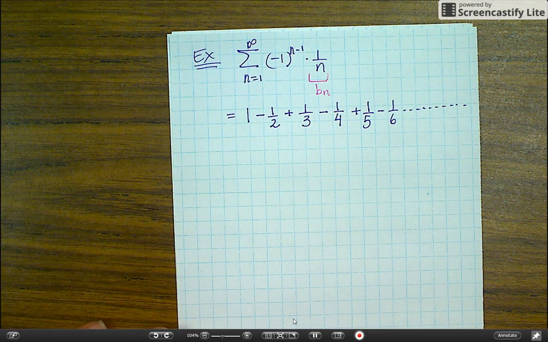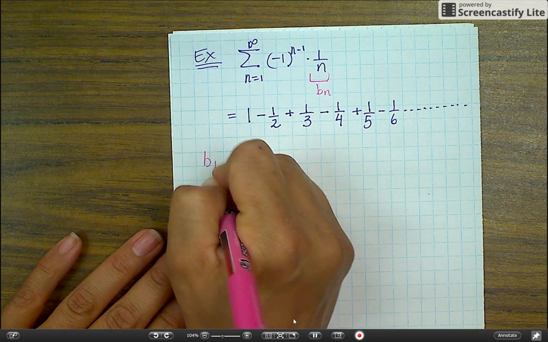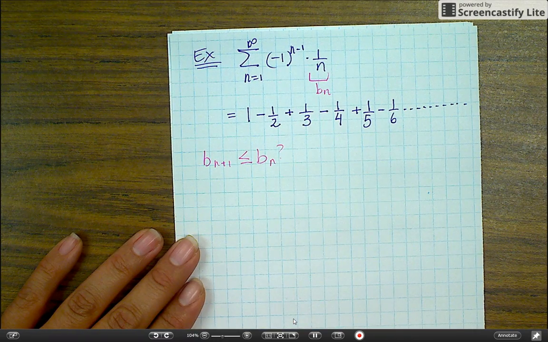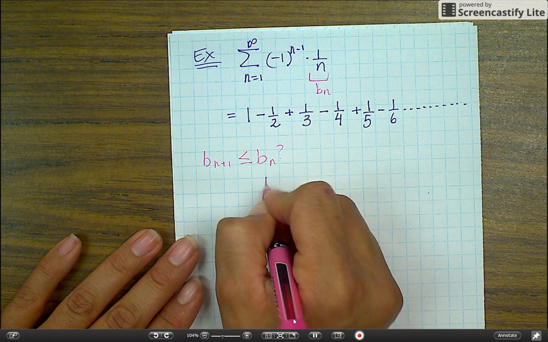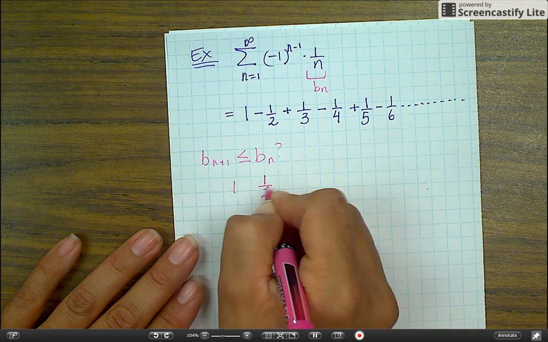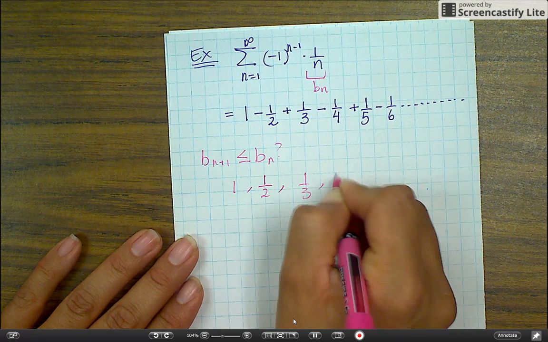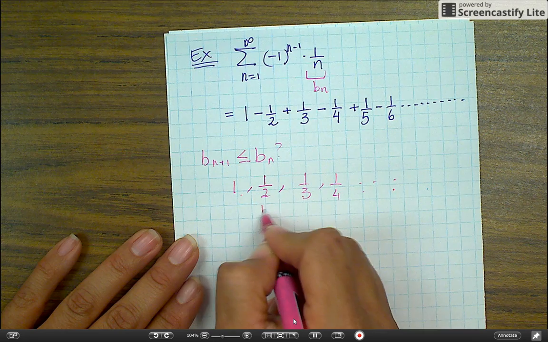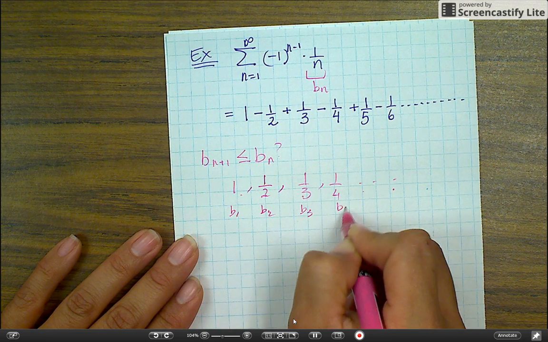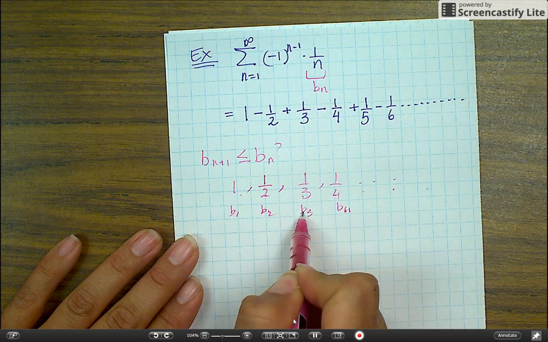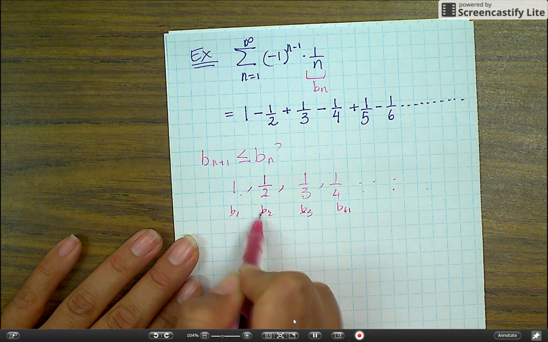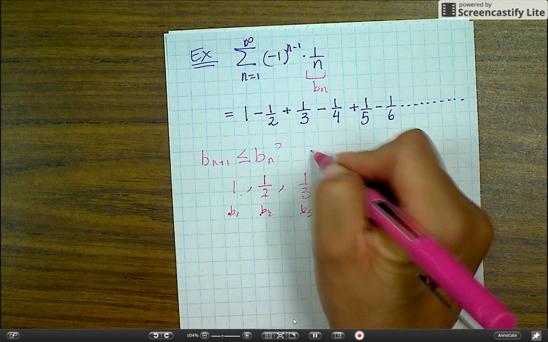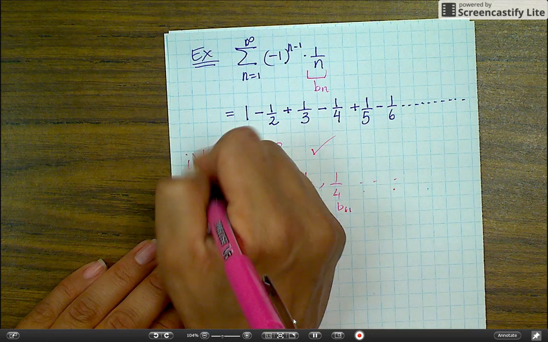All right, so now let's look. Is this one supposed to be less than or equal to this one, right? Okay, so we can see I have 1, then 1/2, then 1/3, and then 1/4, and I can see each one is starting to decrease. So this is B1, this is B2, this is B3, this is B4. This guy is smaller than this guy, and this guy is smaller than this guy, and this guy is smaller than this guy. Would we agree? Yes, now we agree. And so therefore, my first condition is met.